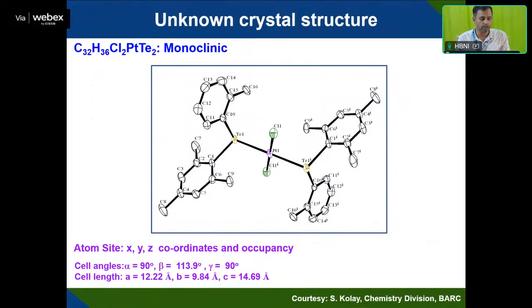You have a complex structure like C32, H36, Cl2, Pt. This is a platinum tellurium chloride complex, which is a monoclinic structure. Using the single crystal X-ray diffraction pattern, by identifying the position of all the carbons, the platinum, and then the chlorine and tellurium atoms, by calculating the electron density, angle and bond length, you can predict this crystal structure using single crystal XRD.